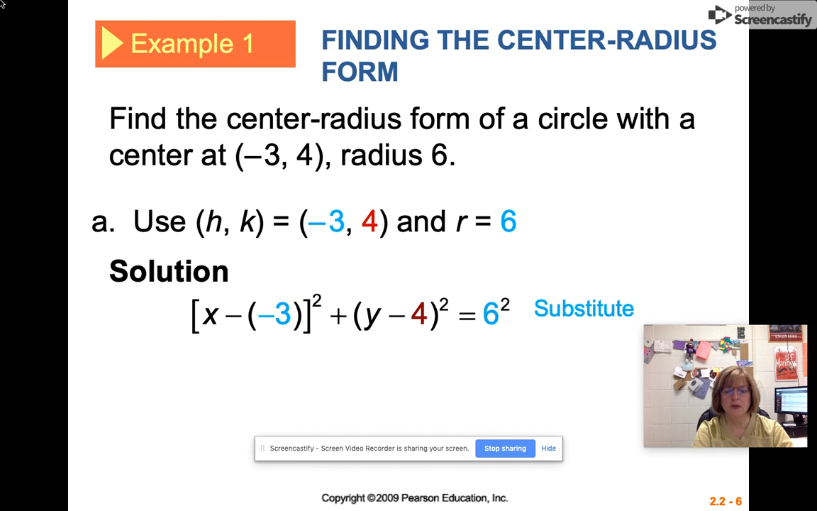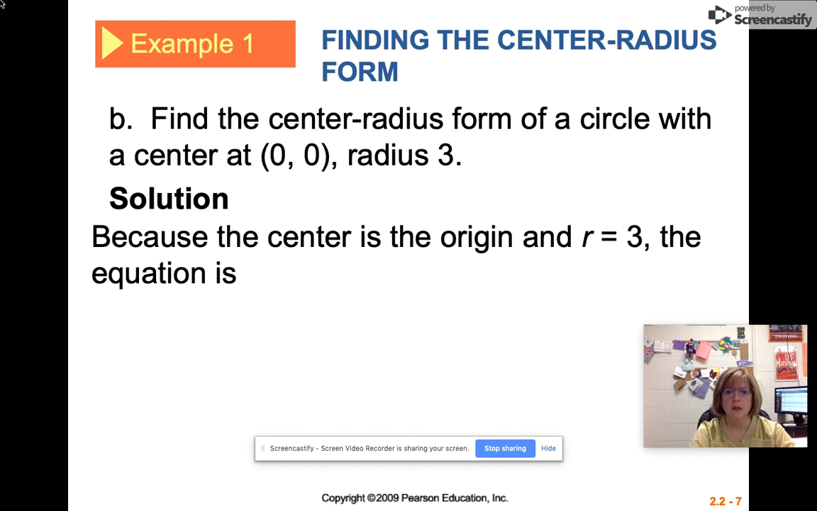We do a little simplification of what we have, and we end up with x plus 3 quantity squared plus y minus 4 quantity squared equals 36. And that's our center radius form of that particular circle.